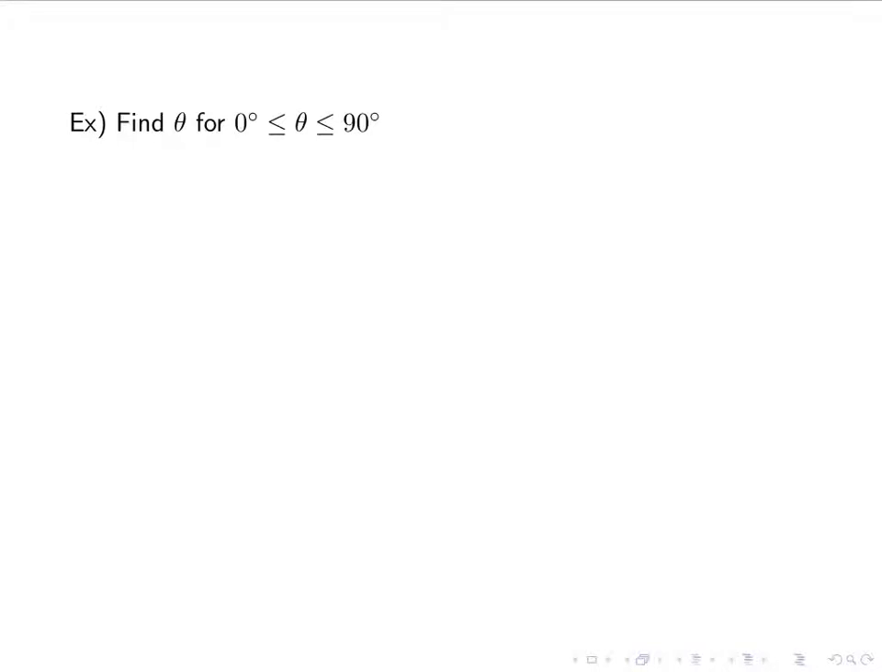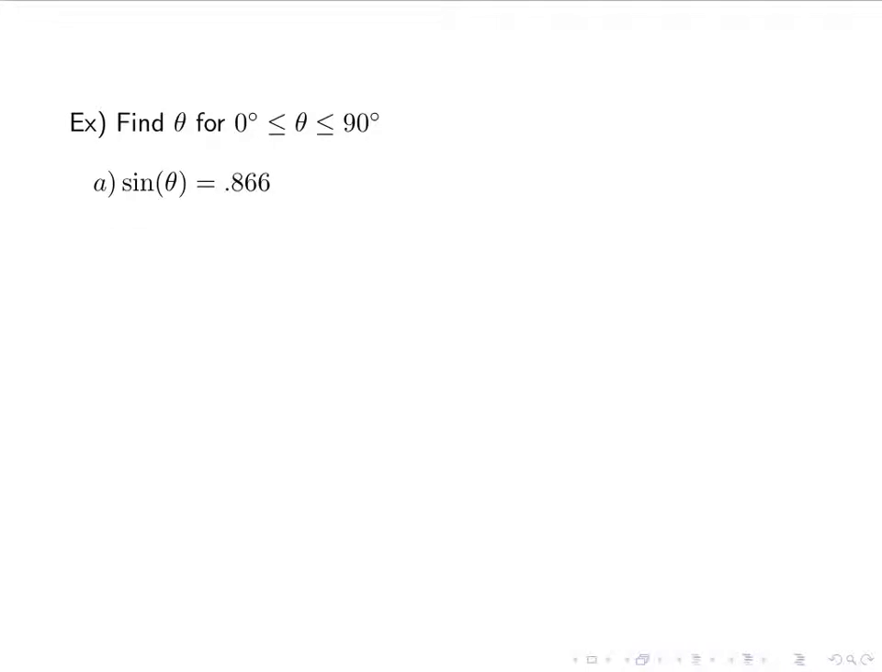So let's see some examples. For now, we're going to assume that our angle is in quadrant 1. When we go into chapter 8, we'll see the angles from 0 to 360. But for now, we're just going to assume it's in quadrant 1. So if sine of theta is 0.866, I want to find theta.